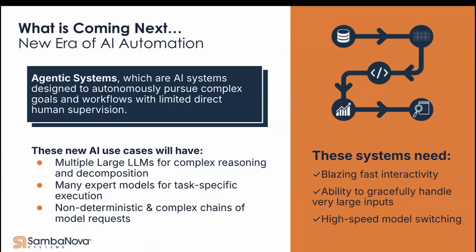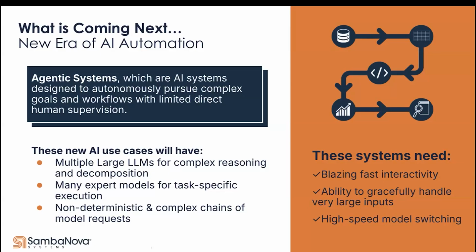So these new AI use cases are going to have multiple large language models together, and they are basically going to be doing reasoning, and that decomposition is the breakdown of steps into tasks. And there are also going to be expert models. So say you have a task that deals with coding, but you also want to connect it to a personal chatbot. That's where these very specific expert models come into play, as well as non-deterministic and complex chains of model requests. This means that a task could be very long and use case specific, depending on what the user is looking for and asking in that situation, so very flexible.